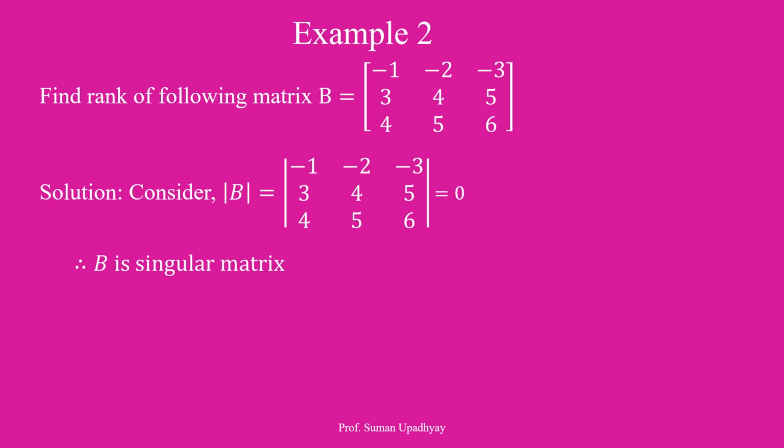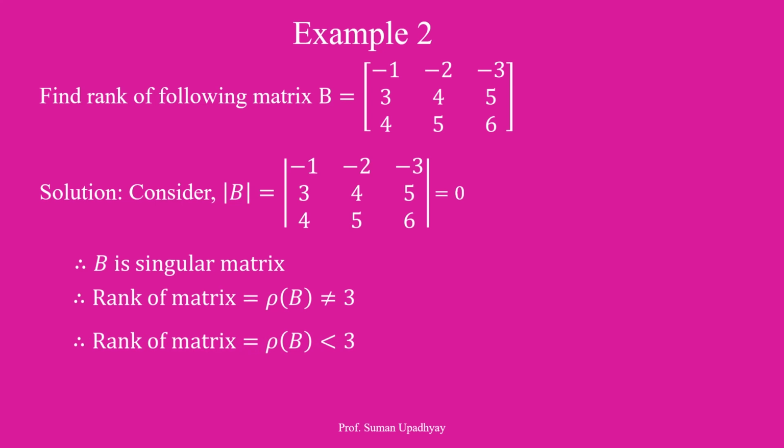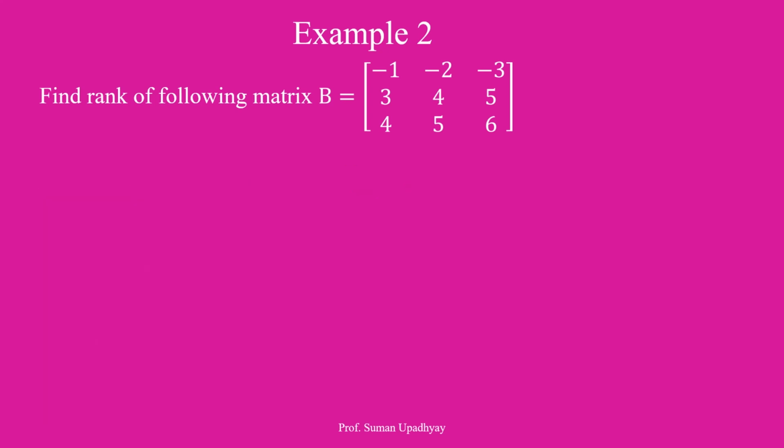We also know from one of the properties of the rank of a matrix that whenever we have a singular matrix, it is going to have a rank less than the order of the given matrix. So the rank of the matrix is not going to be 3, it is going to be less than 3. If it is less than 3, then it is going to be either 1 or 2. So let us see what the rank of this matrix is, whether it is 1 or 2.